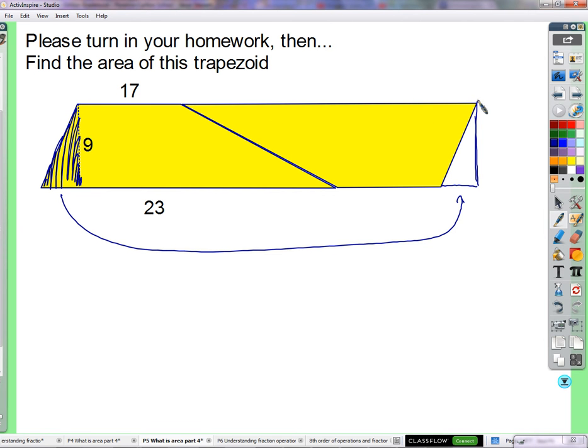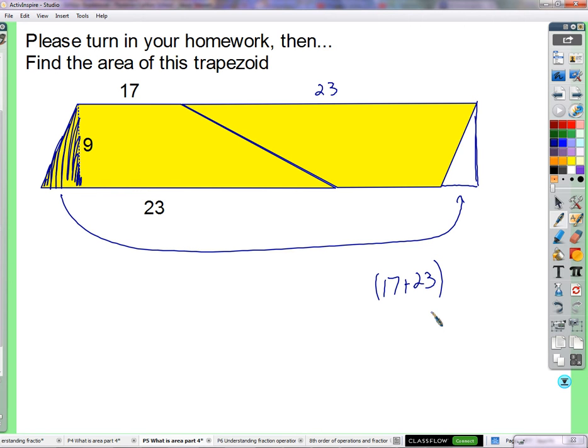How would I find how long this base is? Sid? 17 times 23? No, plus. Oh, plus, yeah. 17 here, 23 more, 17 plus 23. 40. Okay, so we'll just know that that's 40 inside the parentheses.